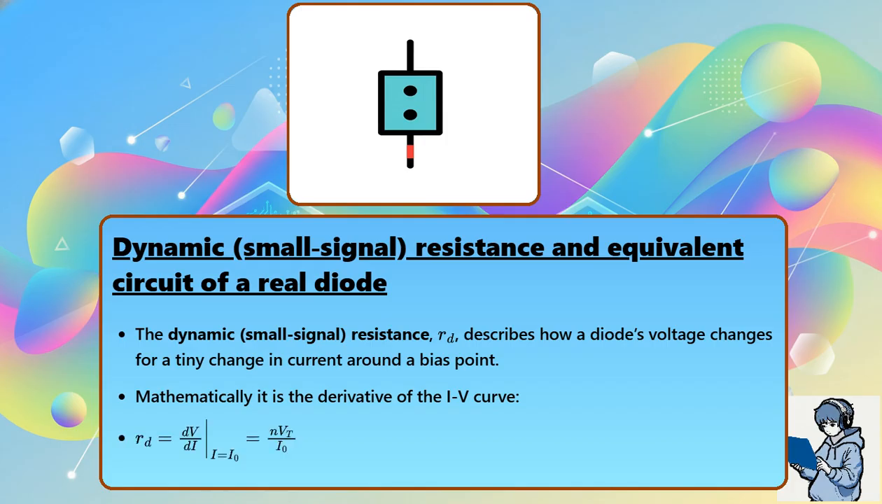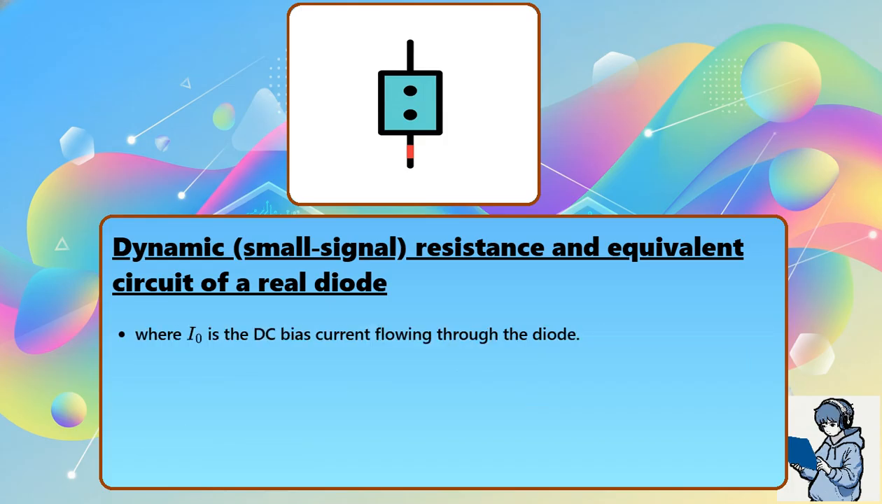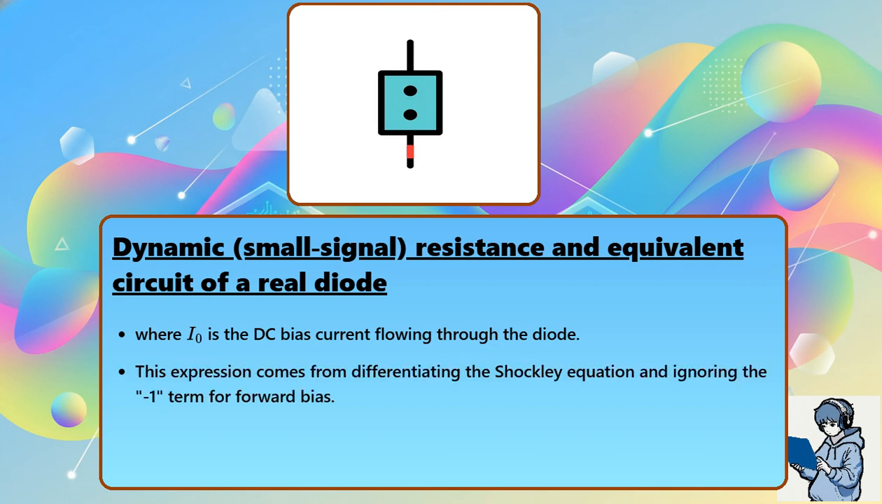R sub D equals dV over dI evaluated at I equals I sub 0, which equals n V sub T divided by I sub 0, where I sub 0 is the DC bias current flowing through the diode. This expression comes from differentiating the Shockley equation and ignoring the -1 term for forward bias.